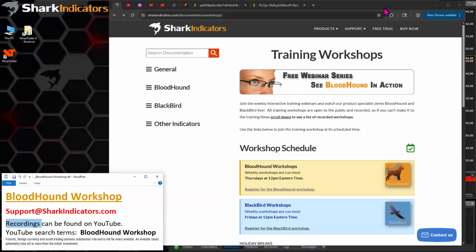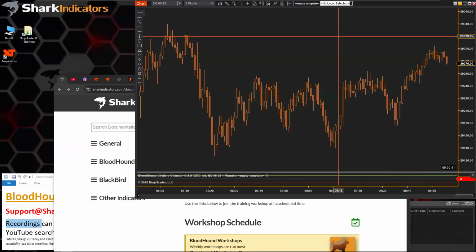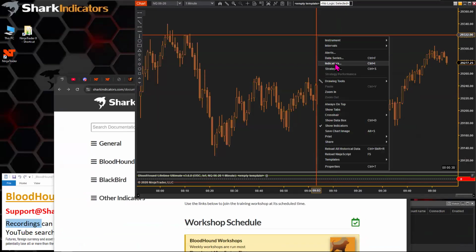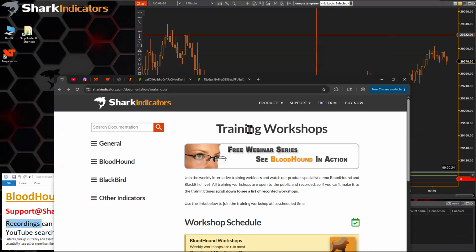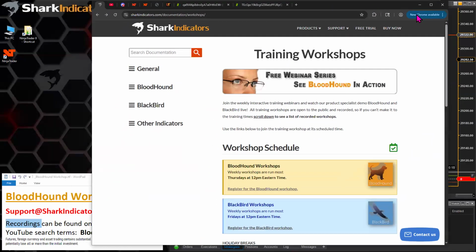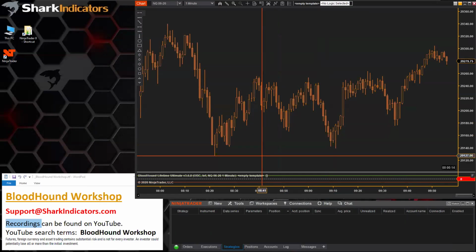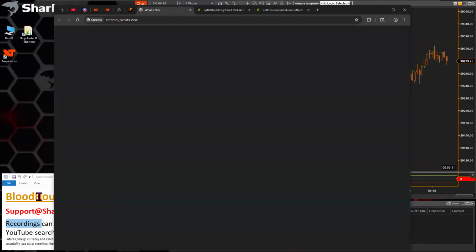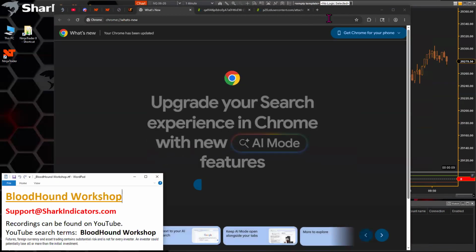And then lastly, I'll explain what custom indicators I can install into my machine here in case you do have a question about using somebody's custom indicator, basically a non-standard NinjaTrader indicator with Bloodhound or Blackbird. So if anybody would like to hear the workshop introduction, let me know, and I'll get that done first before getting to the questions here.